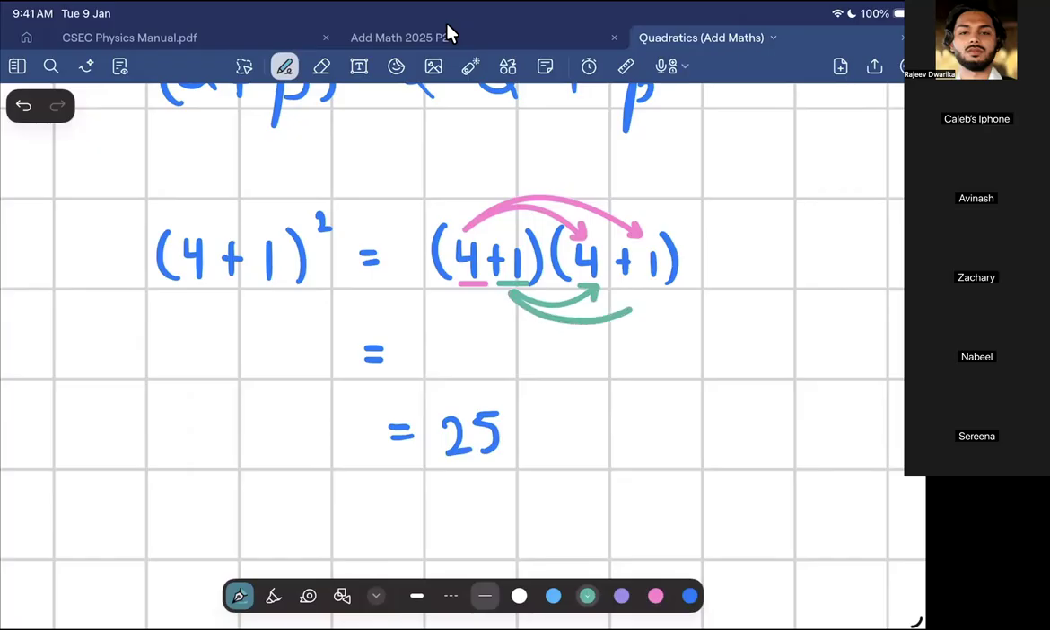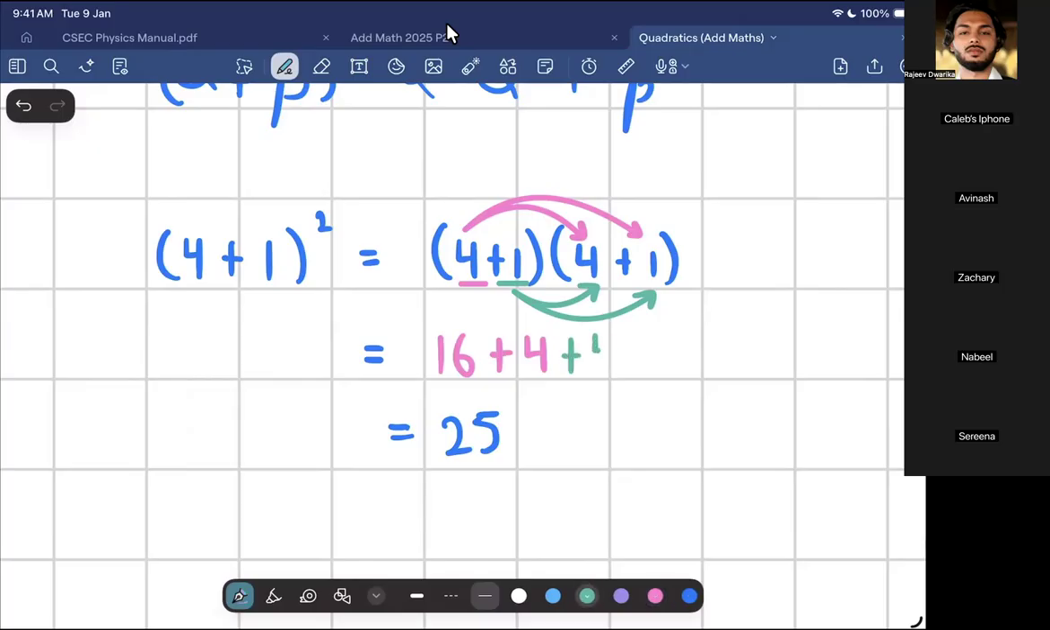And 1. Exactly. So let's do what's in pink first. What is 4 by 4? 16. Then 4 by 1 is 4. Right? Then we have in green now.